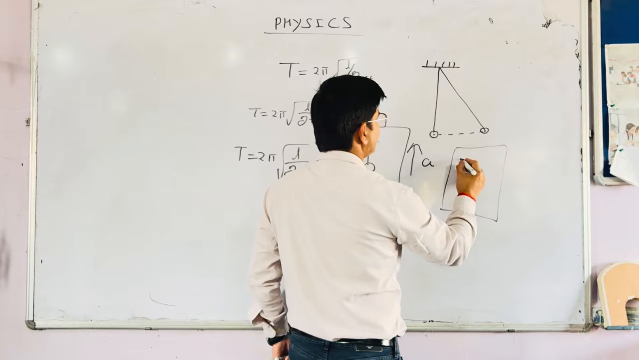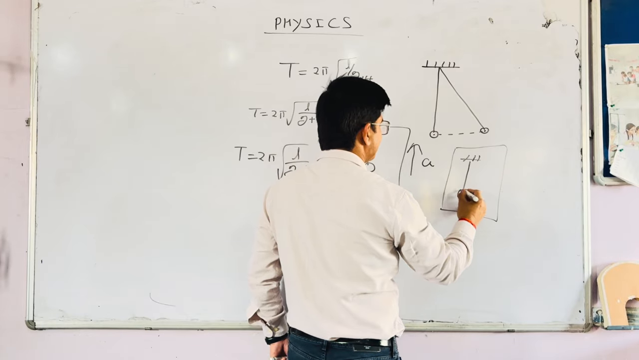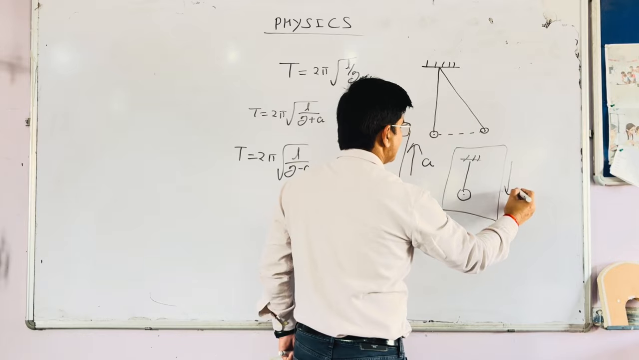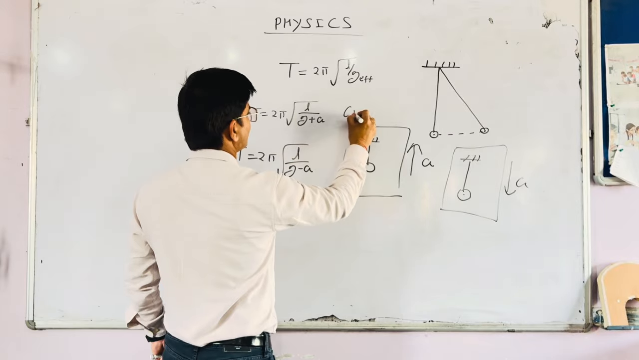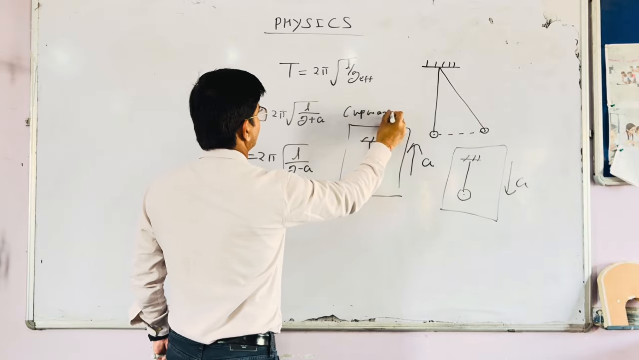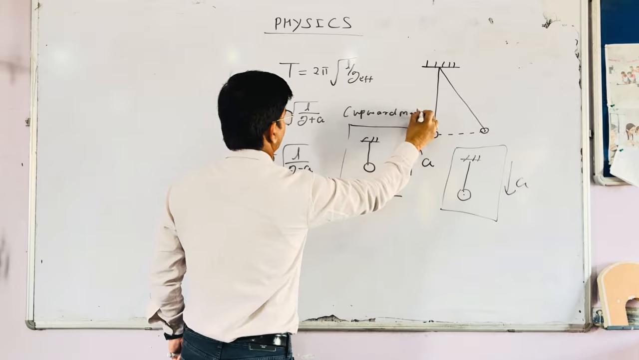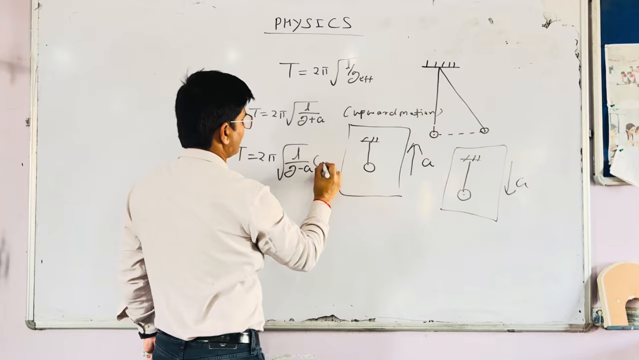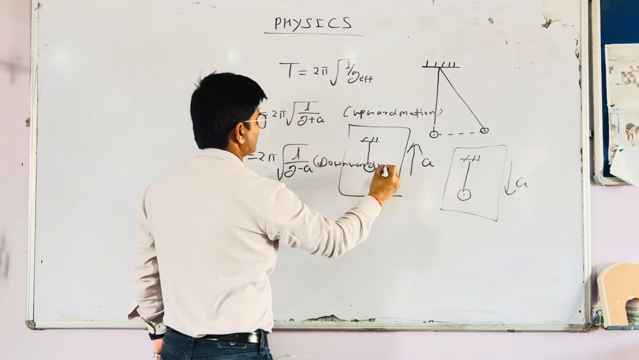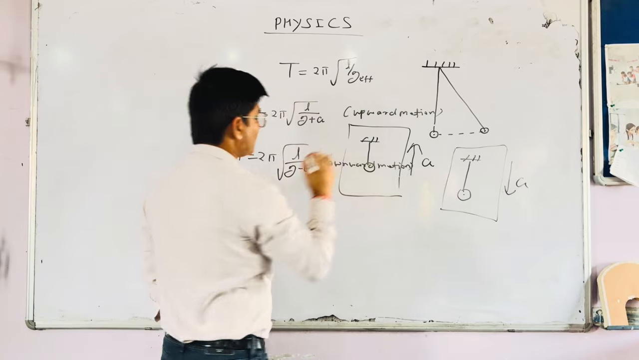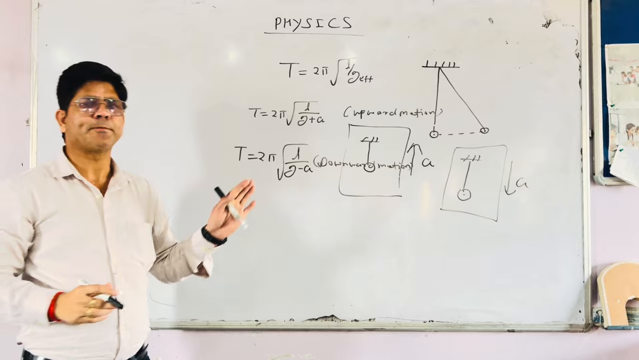If the lift is going downward with an acceleration a and the pendulum is vibrating in it, then this is the formula. So this is for the upward motion, and this is for the downward motion. I think it should be clear now.